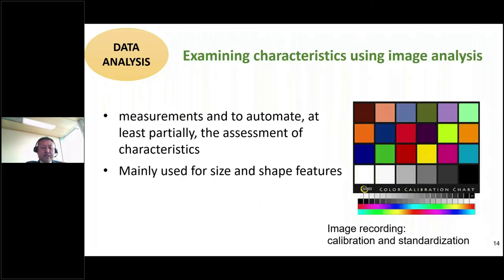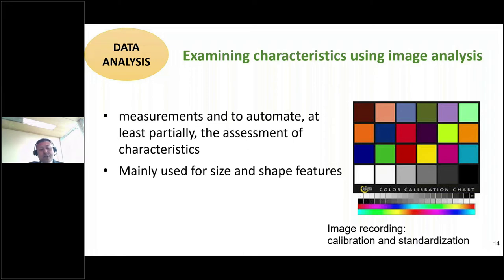Lastly, image analysis. Image analysis is used for measurement and to automate the assessment of the characteristics at least partially. It requires good and precise definition of the characteristics, computerizing using existing or in-house software, a good presentation, a preparation of sample, and careful calibration.